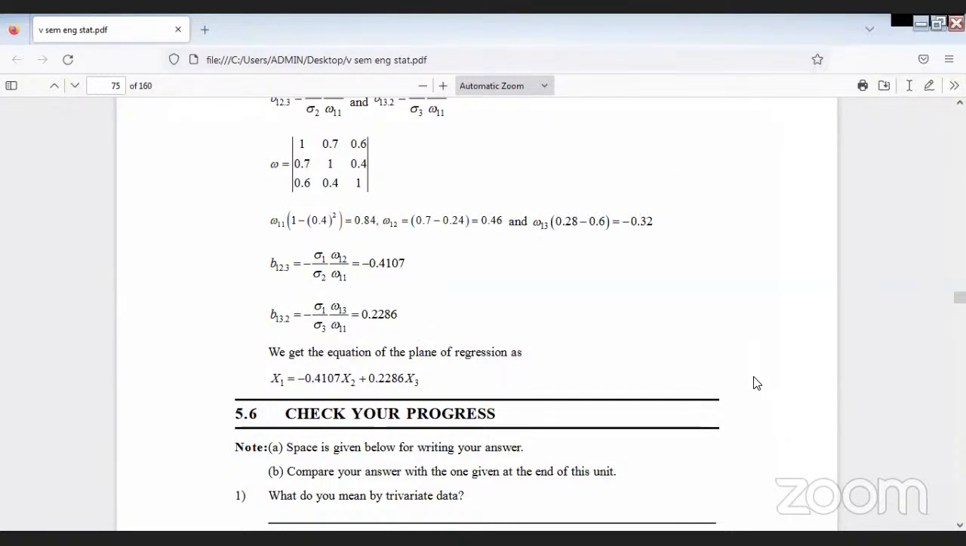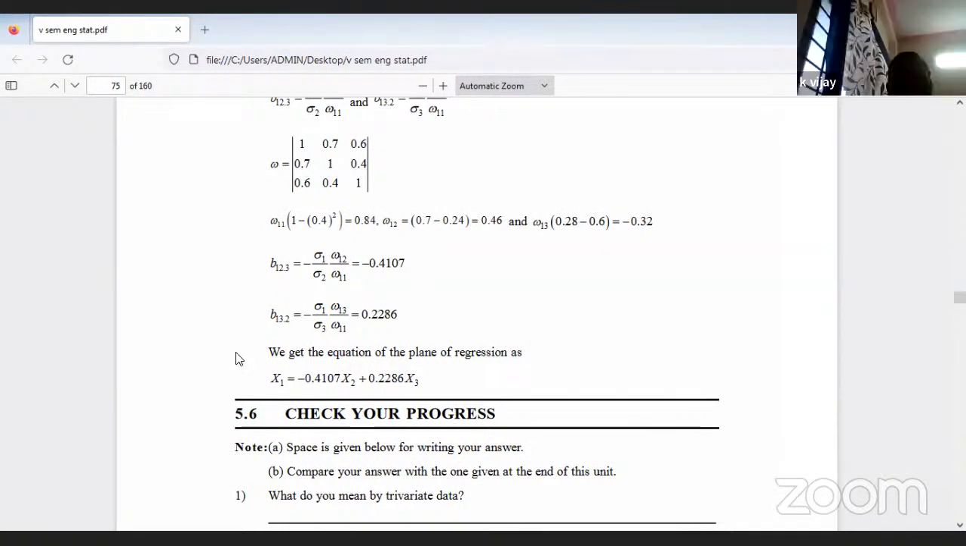Vaidehi, sir. Very good. Here we get the equation of the regression plane: x1 is equal to minus 0.107 x2 plus 0.2286 x3.